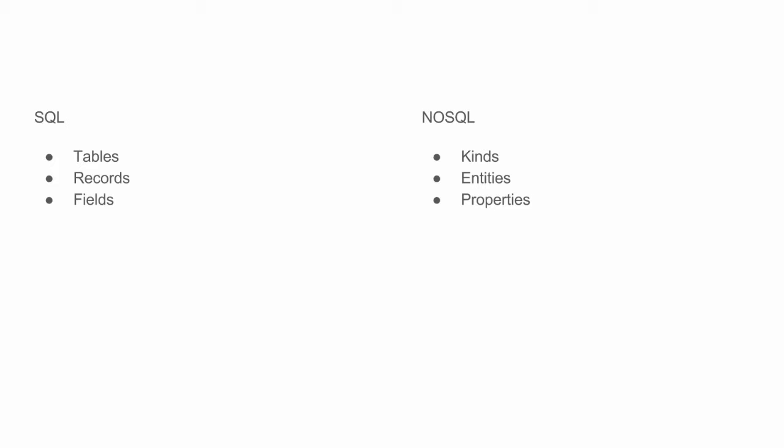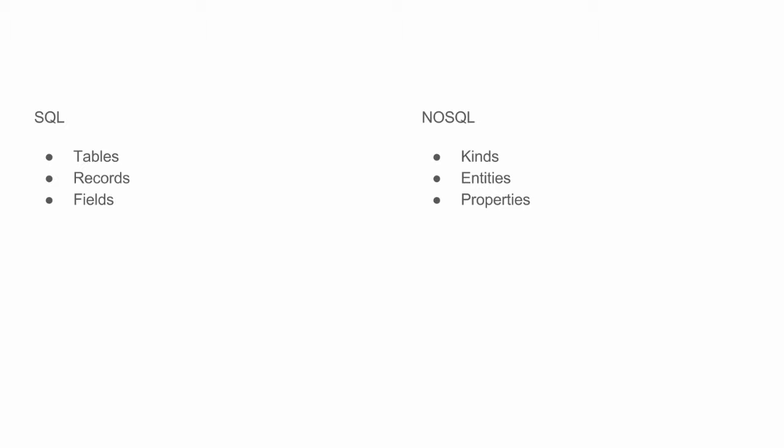So this is how you talk about database tables, relational databases, or tables, records, and fields. In NoSQL, you say kinds, entities, properties, and those, in my mind, translate straight across. Though anybody that you talk to that's a NoSQL purist might disagree.